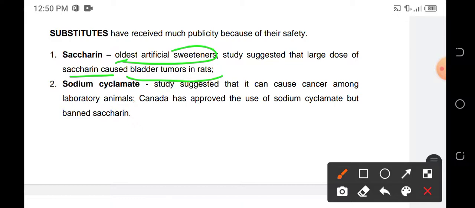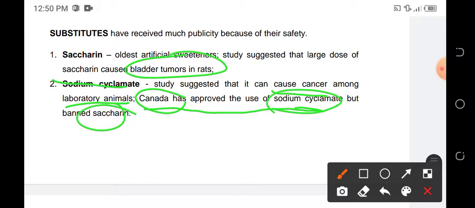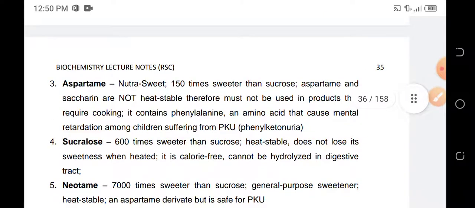So, meron siyang mga adverse effect kasi hindi naman siya natural. Sodium cyclamate, on the other hand, causes cancer in laboratory animals. So, because saccharin causes bladder tumors in rats, Canada banned saccharin. However, they approved the use of sodium cyclamate.